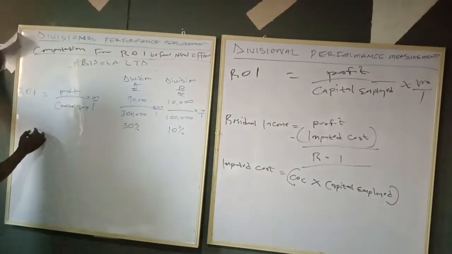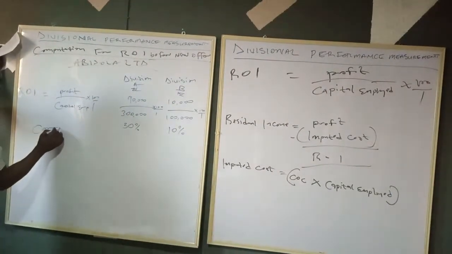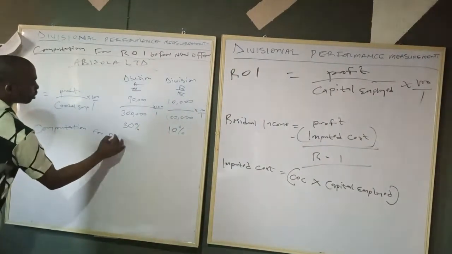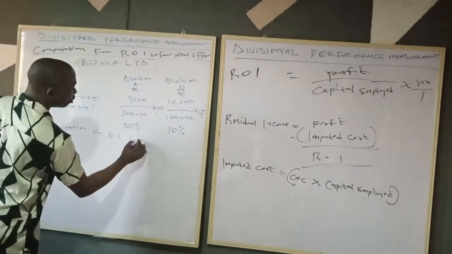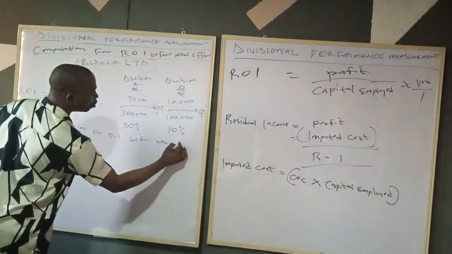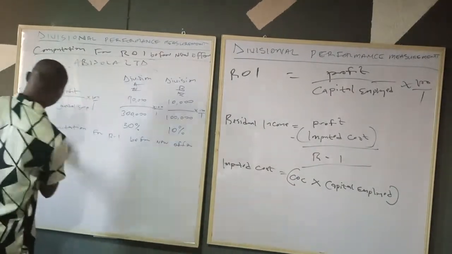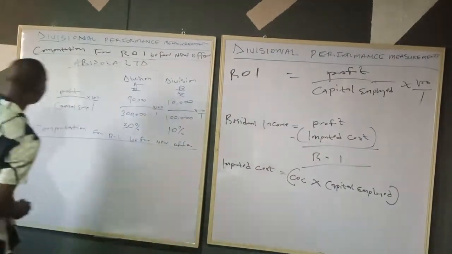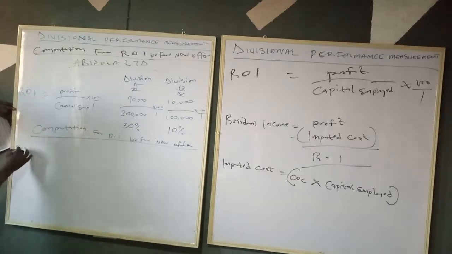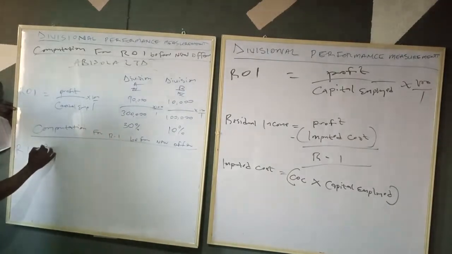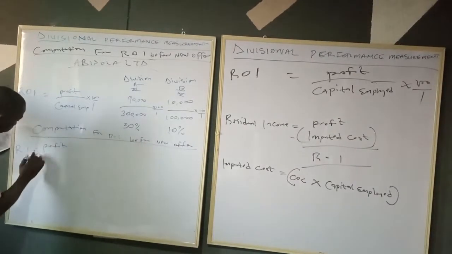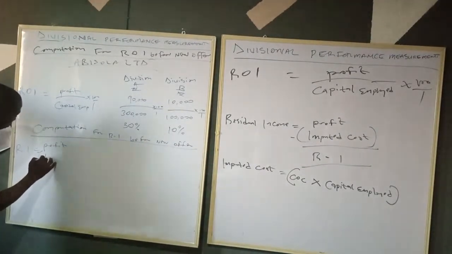Now, computation for residual income. Computation for residual income before new offer. So residual income is equal to profit minus imputed cost.